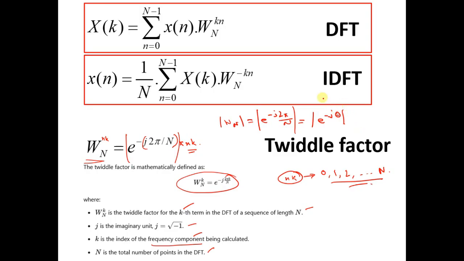Modulus of cos theta minus j sin theta, right? Then again its modulus is under root of cos square theta plus sin square theta, right, which is equal to 1.